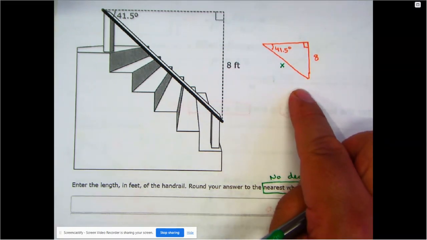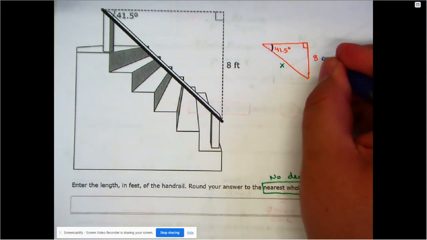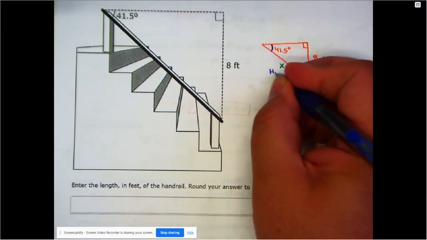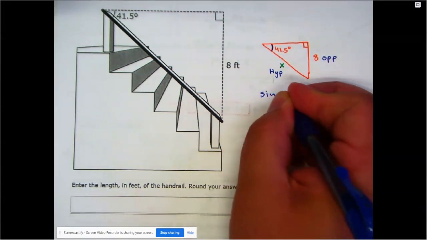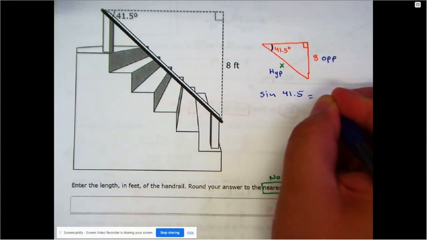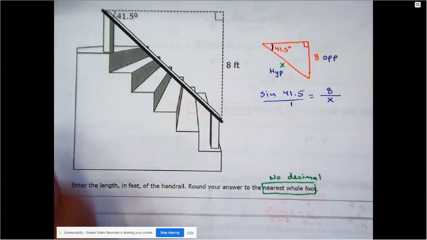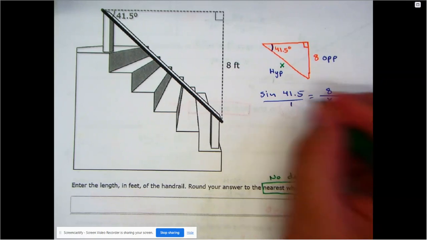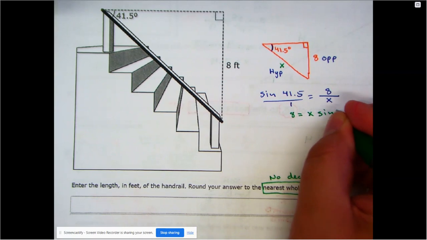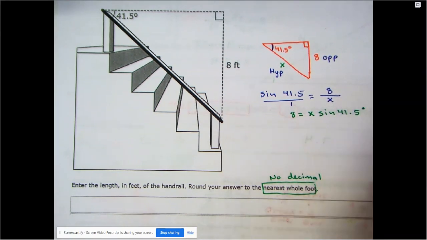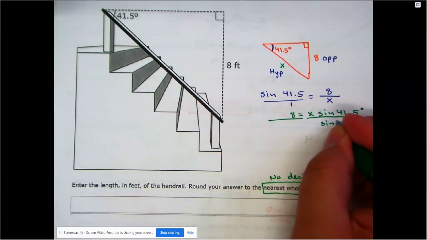SOHCAHTOA is coming in, so I'm going to label for SOHCAHTOA. If this is my angle, this is the opposite, and this is the height. So once again, O and H, we're going with sine. Sine of 41.5 is equal to a fraction, opposite over the height. Put a 1 under it. And here we go: 1 times 8 is 8. x times sine is x sine of 41.5, of course. And then just like before, if I want to get x by itself, then I need to divide by the sine of 41.5.